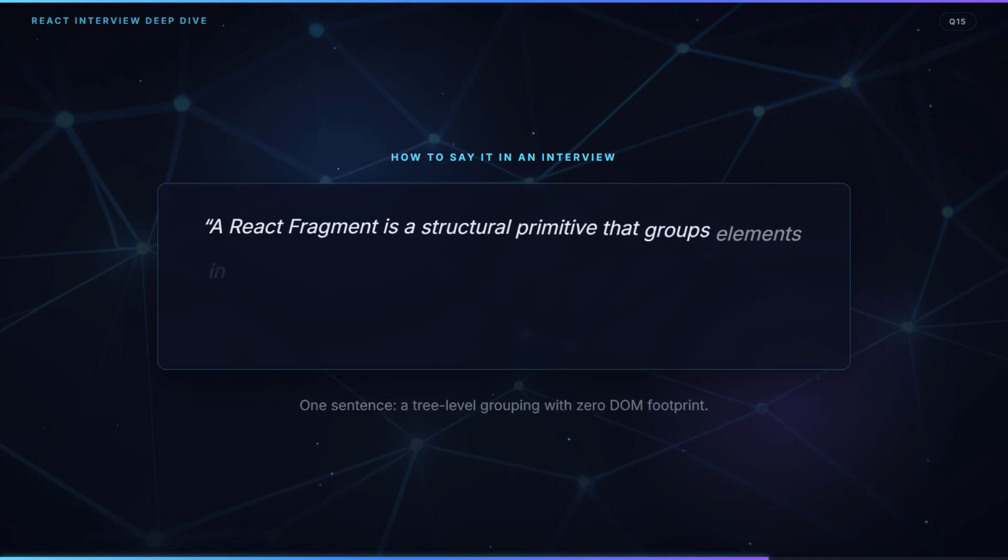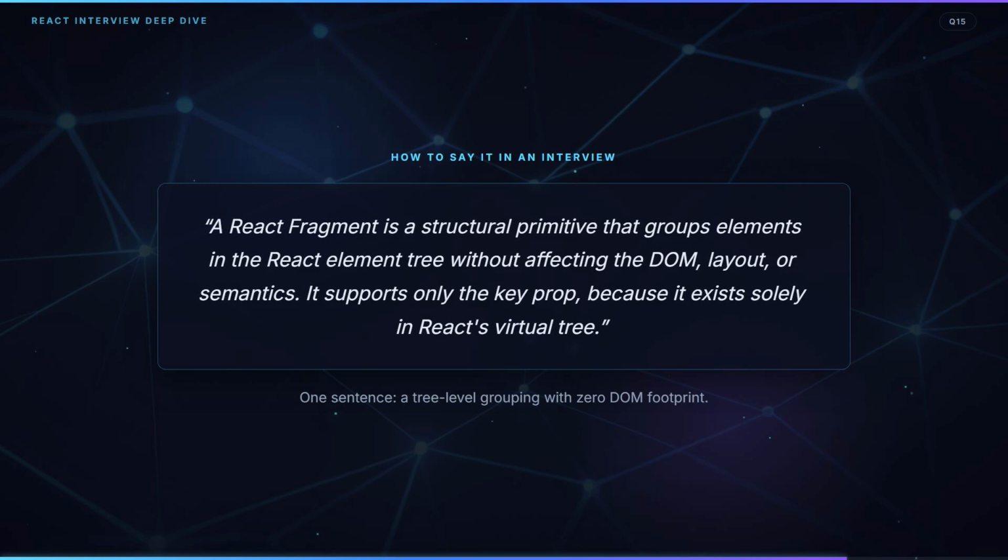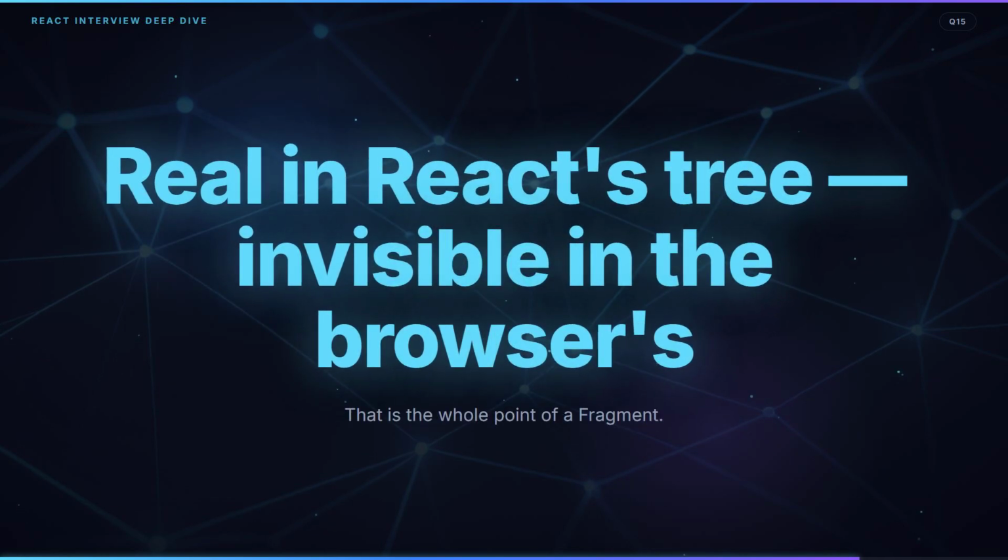Here is the interview-ready answer. A React fragment is a structural primitive that groups elements in the React element tree without affecting the DOM, layout, or semantics. It supports only the key prop, because it exists solely in React's virtual tree. And the mental model to keep: a fragment is real in React's tree and invisible in the browser.